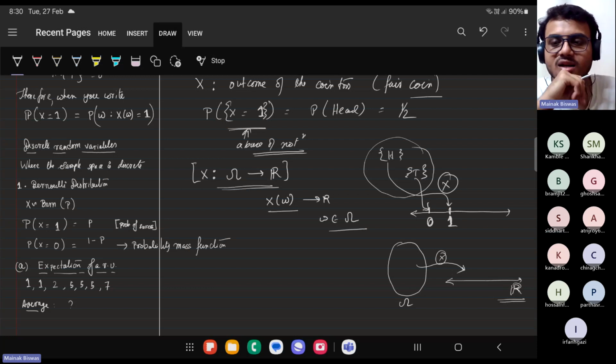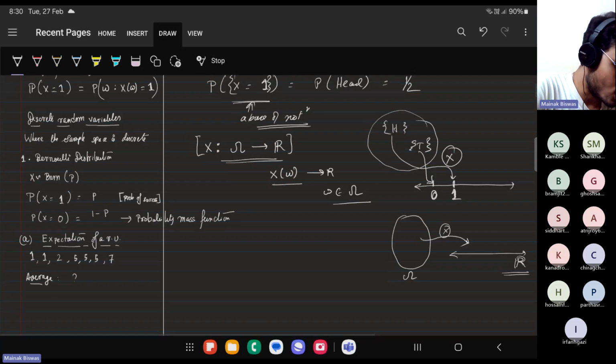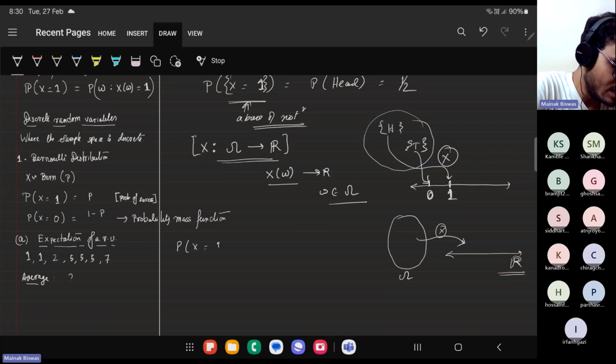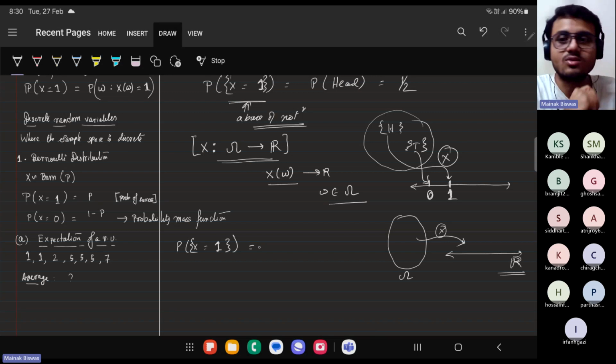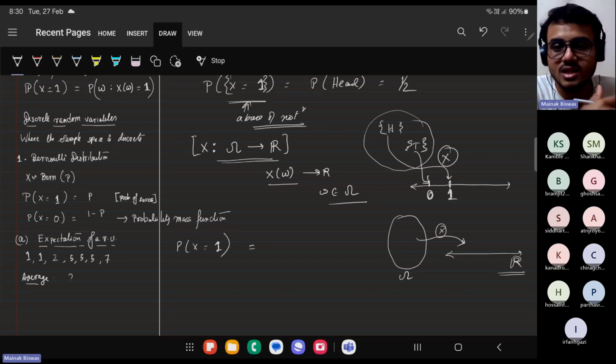Okay, so if I ask any one of you, will you be able to tell me? Let us do an example. If you have really understood, what would X equal to 1 mean? How can you write this? What is the actual meaning of this? I'm writing X is equal to 1. But you cannot define probabilities on random variables as such. You have to define only probabilities on events.